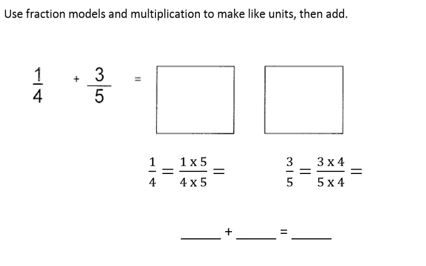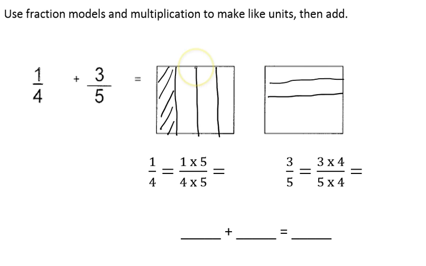In the past, when we did this, we started by drawing each fraction on the fraction model. So I'm going to start there. I'm going to draw my 1/4, dividing my fraction model into fourths, and then I'll shade 1/4. On the other model, I'll show my 3/5. This time I'm going to draw my lines horizontally. And I'll shade 3/5.